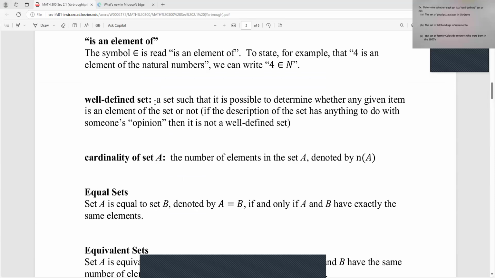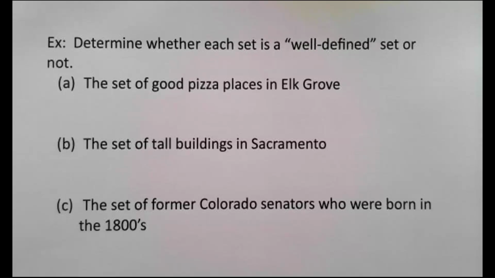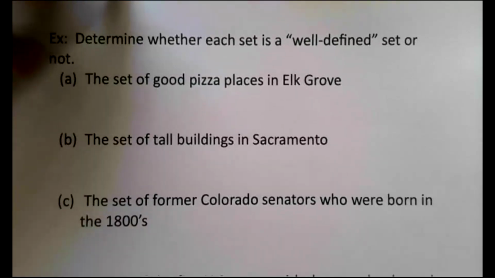A well-defined set is a set such that it is possible to determine whether any given item is an element of the set or not. If the description of the set has anything to do with someone's opinion, then it is not a well-defined set. So if it has to do only with facts, it is well defined. If it has anything to do with opinion, it is not well defined.